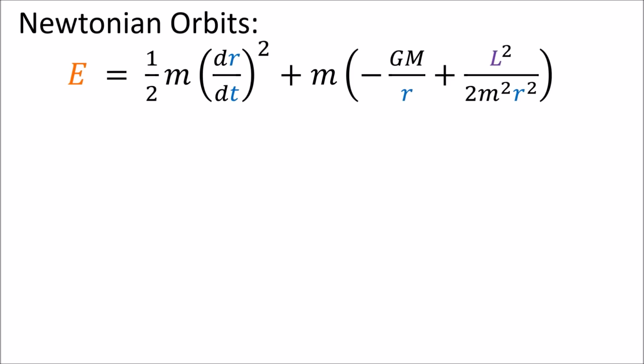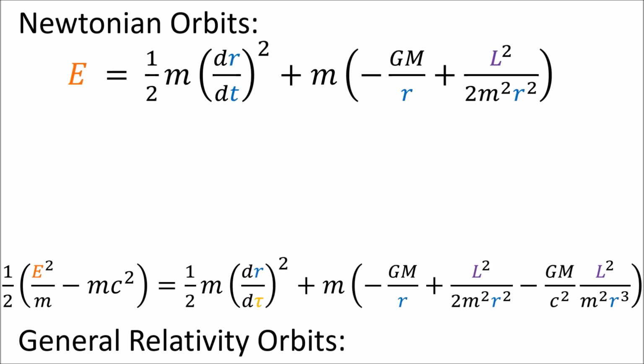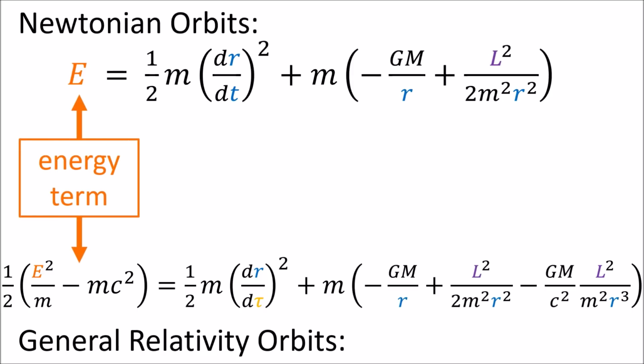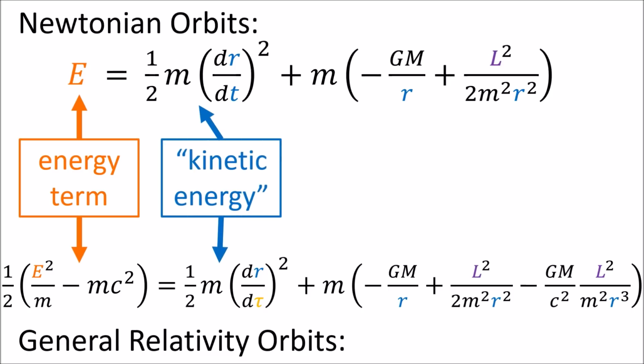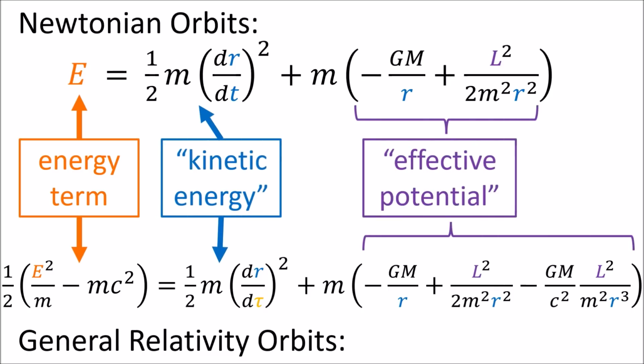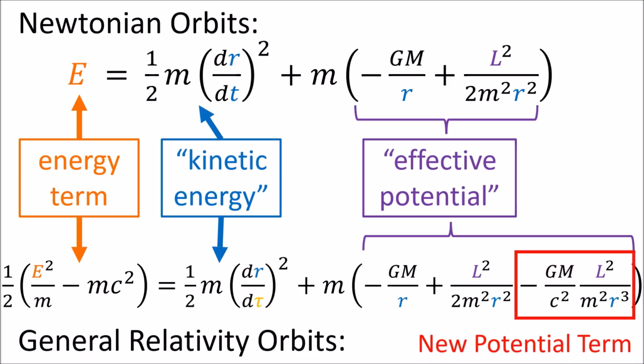If we now compare the equations for Newtonian orbits and orbits in general relativity, we see that both equations have a constant term on the left-hand side that's related to energy. The general relativity energy term looks more complicated, but the important thing is that it's constant. We also have an r derivative term that's like kinetic energy, and several terms that depend on r, which are like the effective potential. The Newtonian and general relativity effective potentials are the exact same, except for a term involving 1 over r cubed.